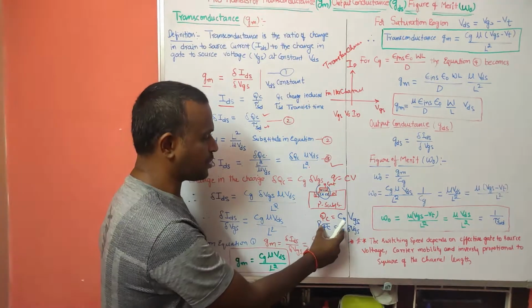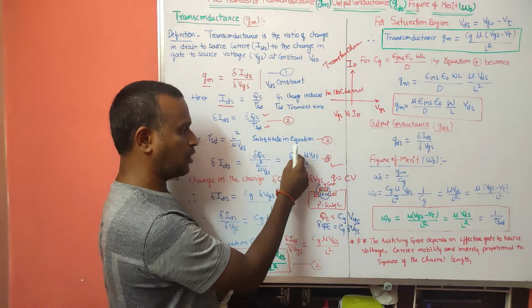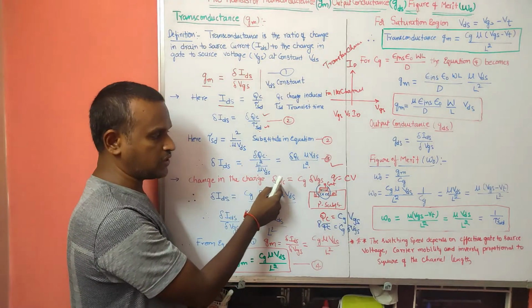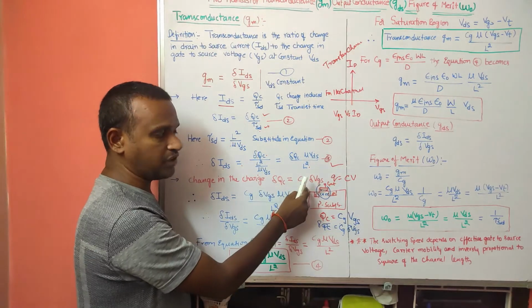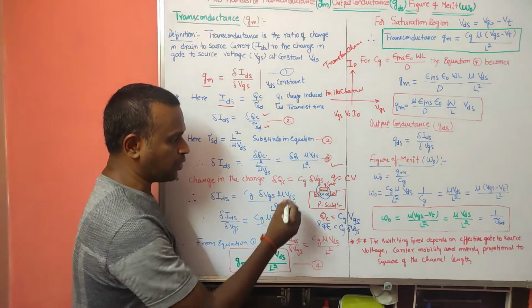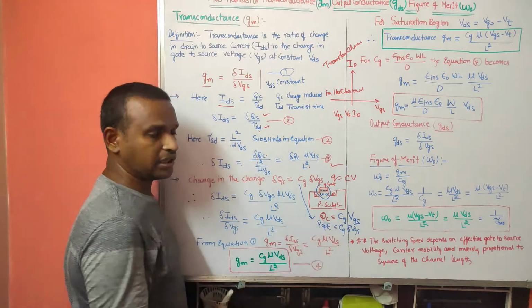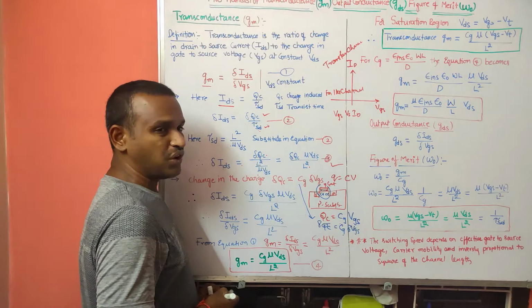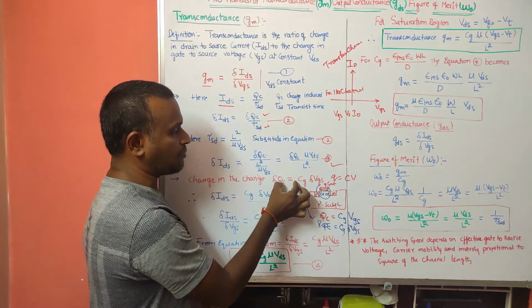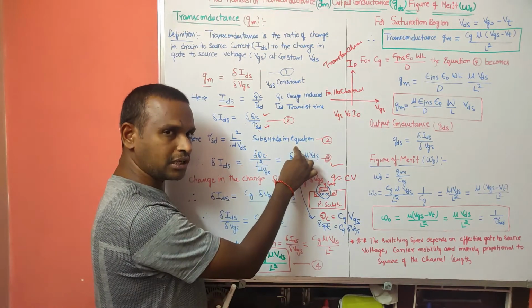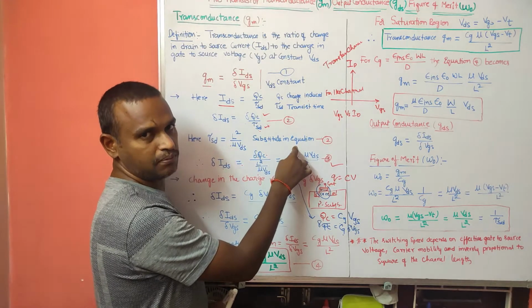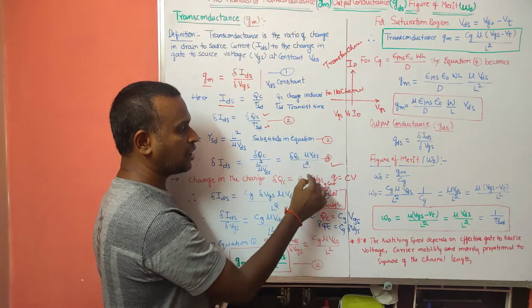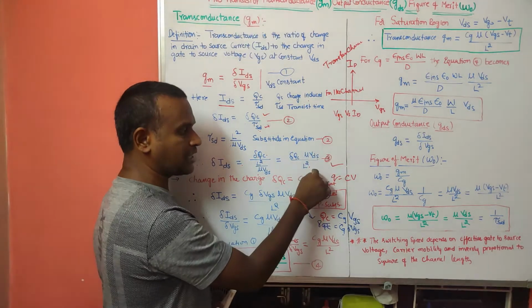The same thing I am substituting here. The change in the charge, delta QC, is equal to CG into delta VGS. We are getting this from this discussion. So the same thing I am substituting here so that we will get the formula for GM, that is transconductance. So delta QC is equal to CG delta VGS mu VDS by L square.